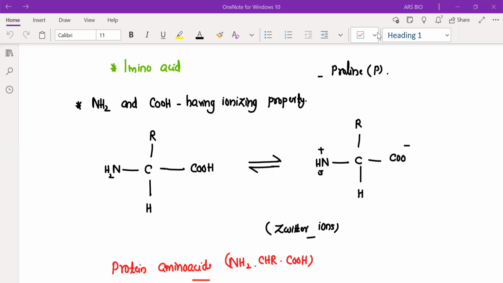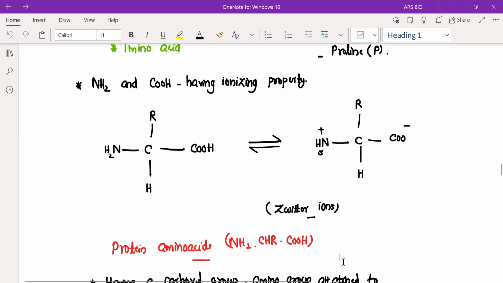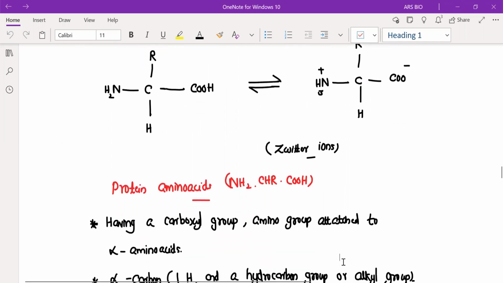The COOH group or the acid loses one hydrogen atom and becomes negatively charged. At the same time, the amino group NH2 receives one hydrogen atom and becomes NH3, which gets the positive charge. This kind of property is called zwitterions. It's already mentioned outside. So zwitterions means compounds having opposite charges, one positive and the other negative. If two types of charges are present inside the compound, that is called zwitterions.